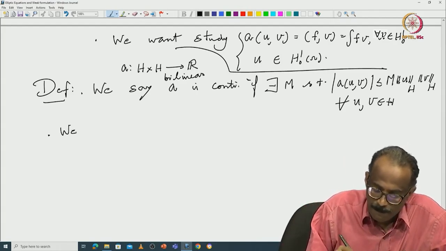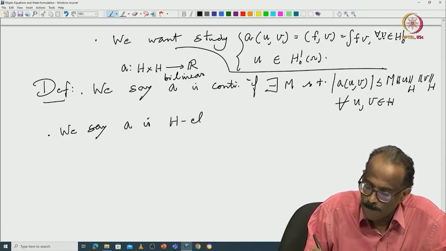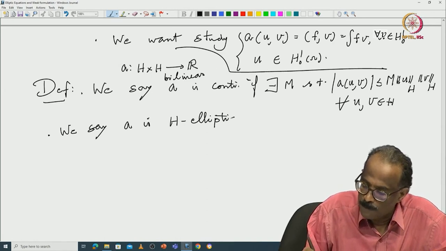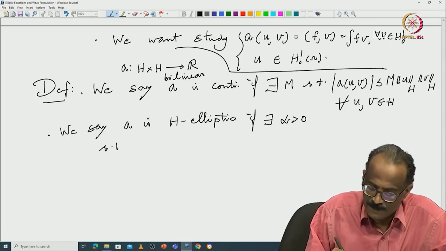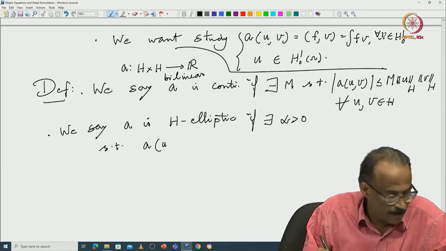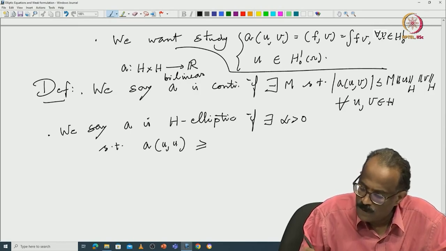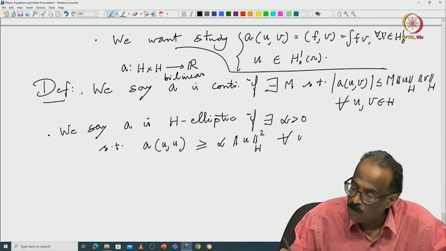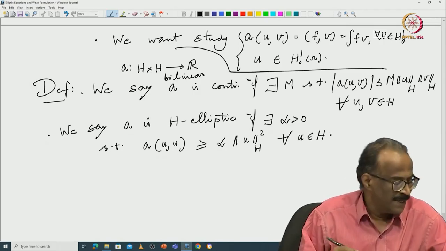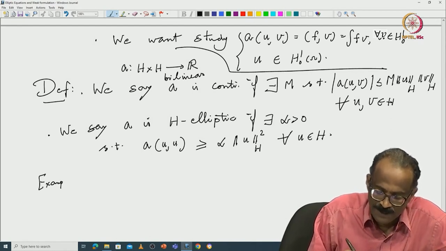We say A is H elliptic if there exists alpha positive such that A(u, u) is greater than or equal to alpha into norm u square in H. That is a lower bound. And this should happen for all u in H. As I said, we will of course see more examples, which are the examples given by a thing.